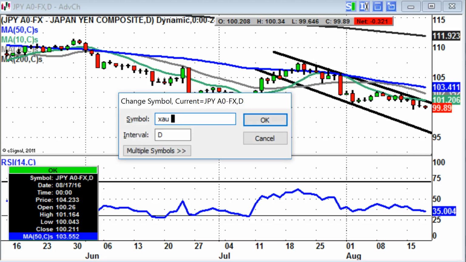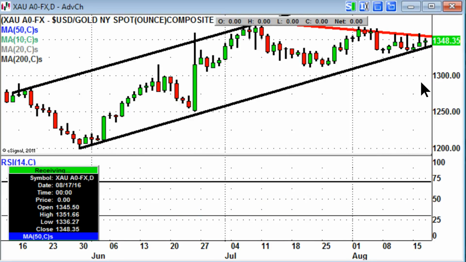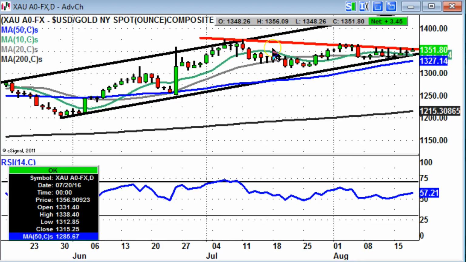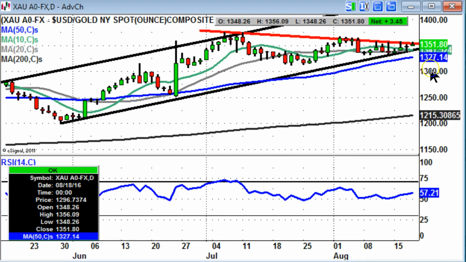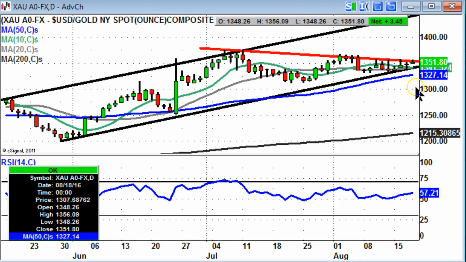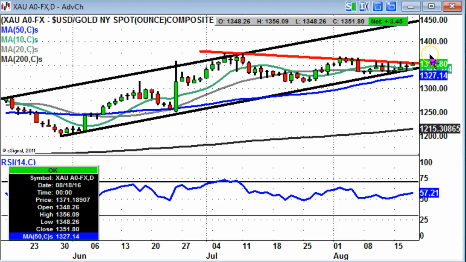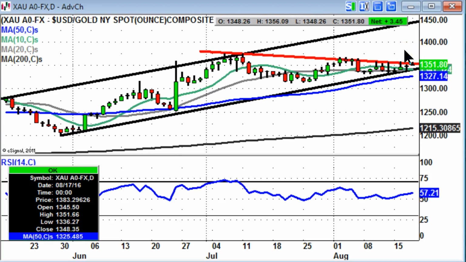And finishing off with gold, here you can see that it's still in that churning area, just coming up to that red resistance line from July at 1345. An end of day close or a weekly close above that is really required to give us the long-awaited move to 1400.